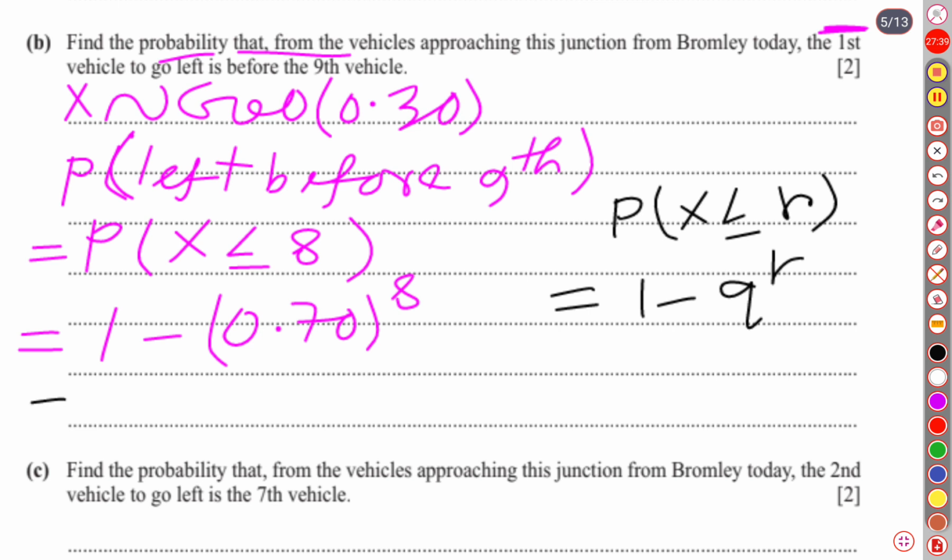So finally our answer is going to be, if we subtract 0.7 raised to 8 from 1, it is 0.942. 0.942. That is the answer to this part.